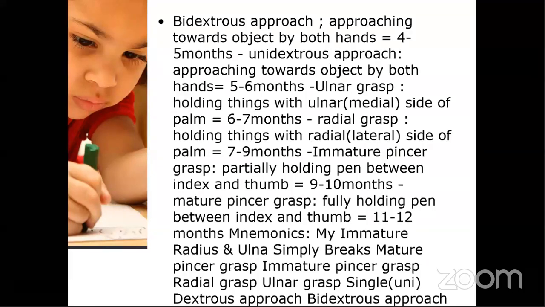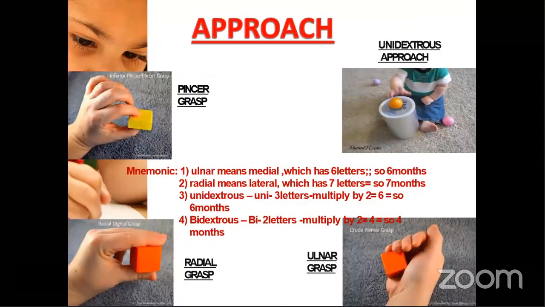And immature pincer grasp, partially holding a pen between the index finger and thumb, can be seen at 9 to 10 months. Mature pincer grasp. We can see the picture, then you'll understand. Here, this is a pincer grasp. With the 2 fingers, the child is able to hold it. Next, ma'am.